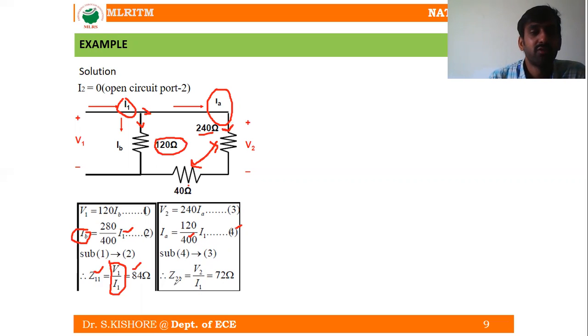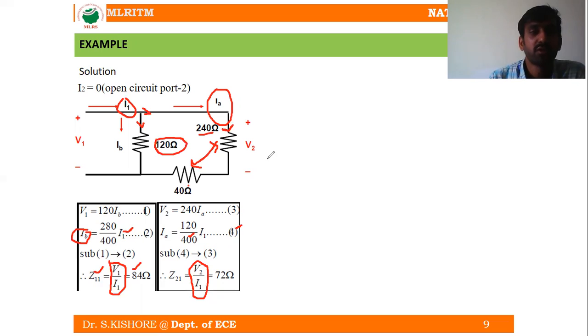So now which is equal to Z21 is equal to V2 by I1. How we came across this V2 by I1 here? So now substituting this 4 in this one. So what is IA here? IA is nothing but 120 divided by 400.